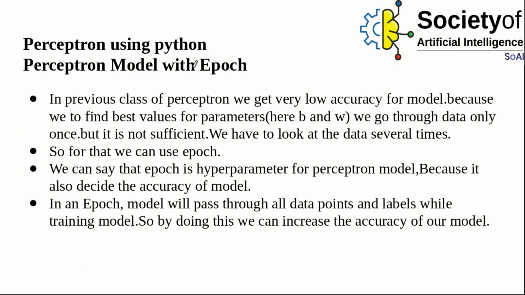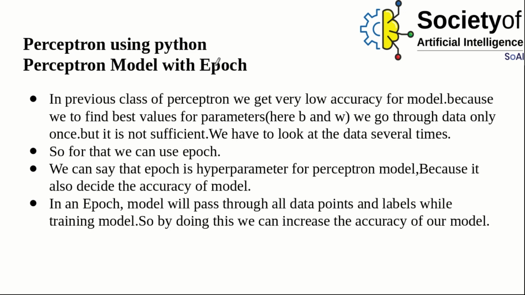Now we will see what role the epoch plays here. In the previous class that we defined for our perceptron model, we got very low accuracy because we had to find the best values for the parameters b and w, where b is the threshold and w is the weight. So we go through the data here. In this case, we went through the data only once, which was not sufficient. We have to go through the data several times.